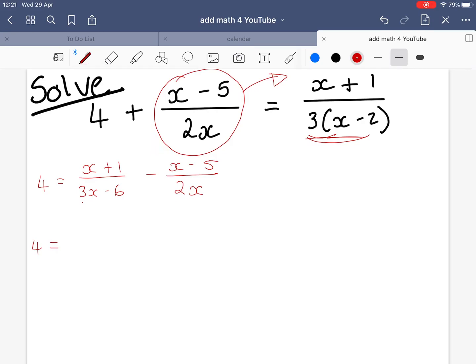So you want to do the exact same now. So if this 4 is going to equal, just like the previous one, we're going to multiply all of this one by 2x. And we're going to multiply all of this fraction by 3x minus 6.